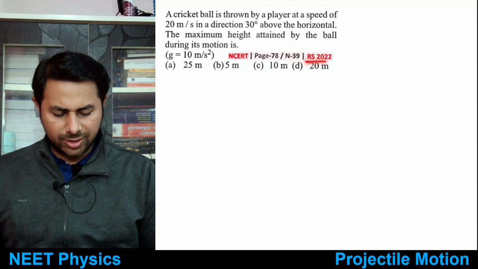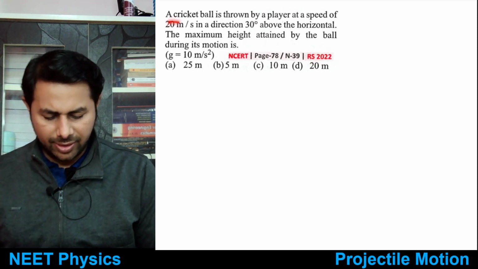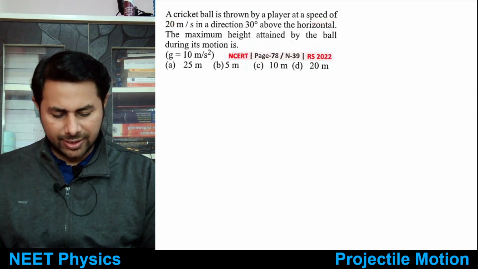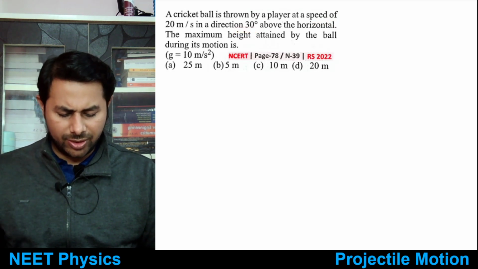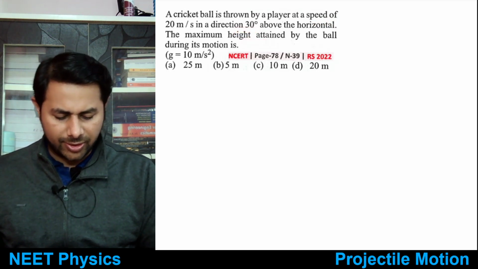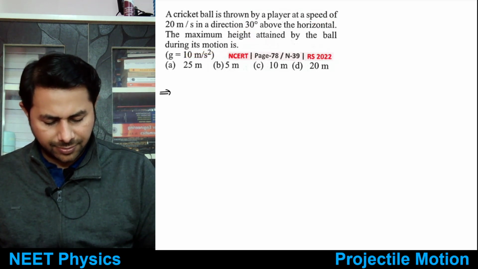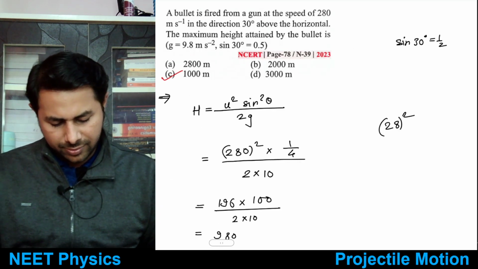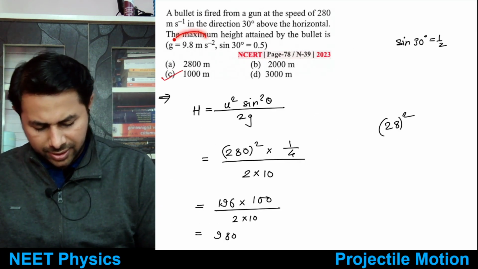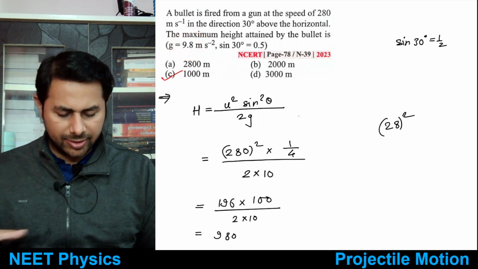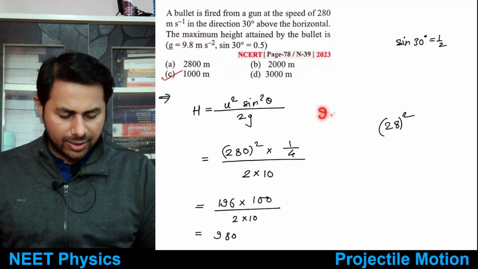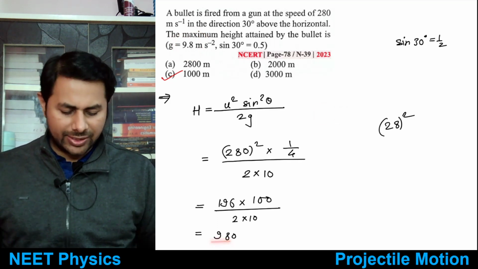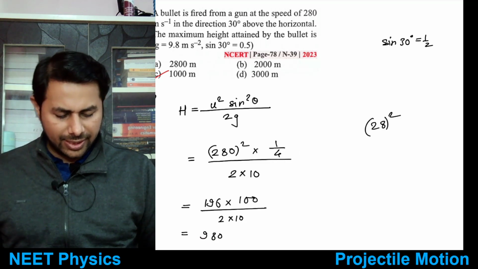This is not NEET, some other exam. A cricket ball is thrown by a player at a speed of 20 meters per second in direction of 30 degrees above the horizontal. The maximum height attained by the ball during its motion is. So this is a similar question, and here they asked us to take g equal to 9.8, but that's difficult to do, right? So dividing by 9.8 etc., we're not going to do that. So that's why we'll see the closer options, right?